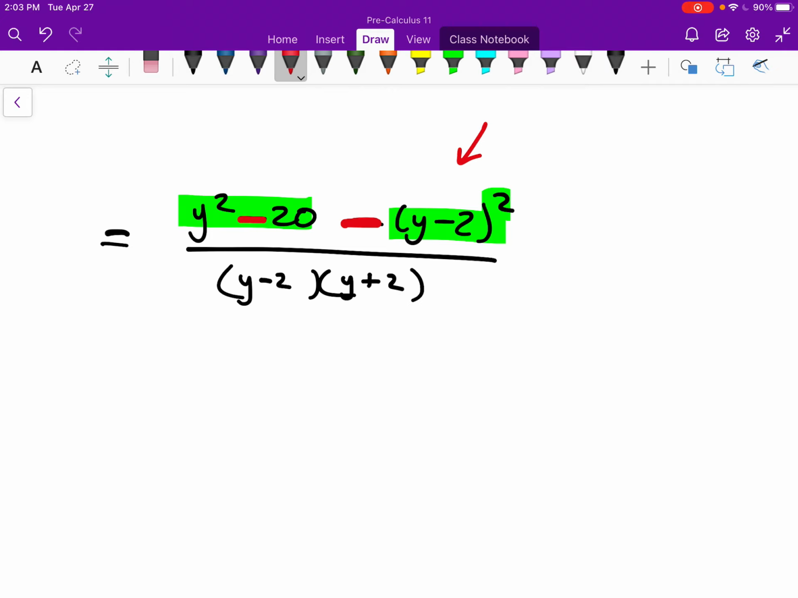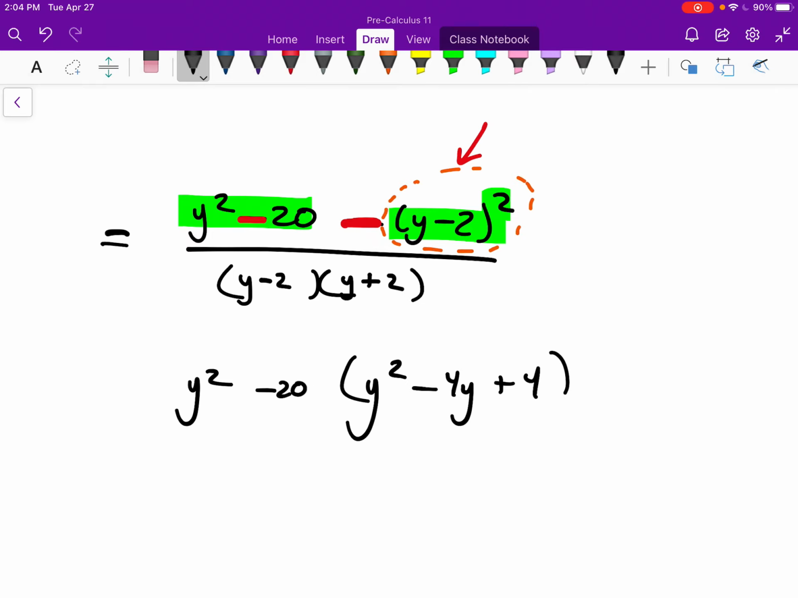But why just this part right here? Y minus 2 squared, I can expand and simplify that quickly. And hopefully, really quickly, I can go to y squared minus 4y plus 4, using the principles we've seen lately of dealing with perfect square trinomials. And I have over here y squared minus 20 minus all that.